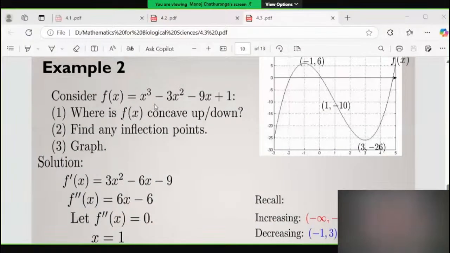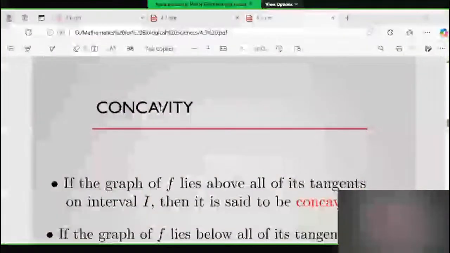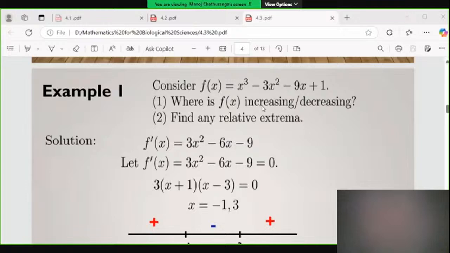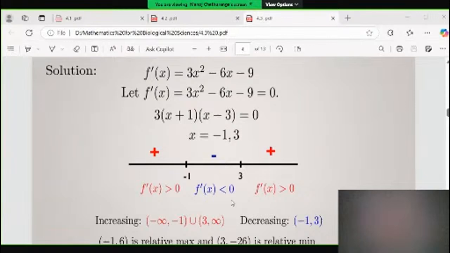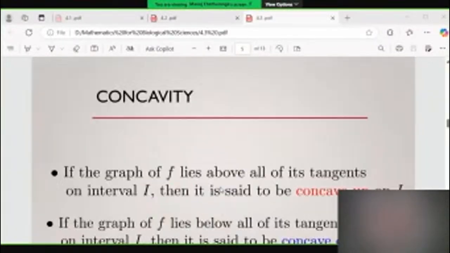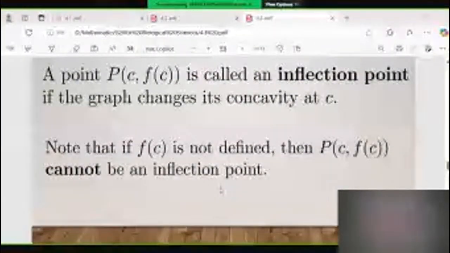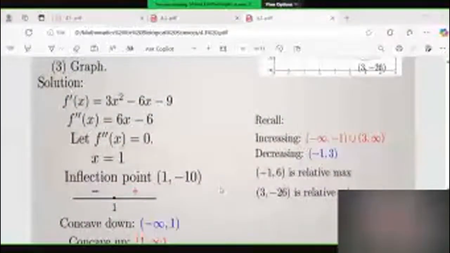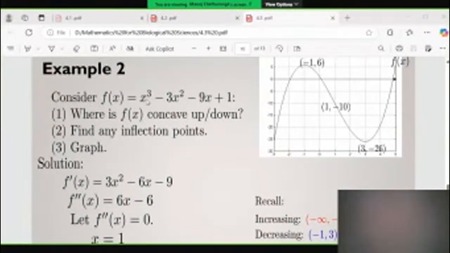We already saw this function, x cubed minus 3x squared minus 9x plus. We identified critical points, and we also investigated the nature of these critical points using the first derivative. And let's see whether we can use second derivatives. We saw at -1 the function has a relative maximum, at 3 the function has a relative minimum, and let's look for inflection points.